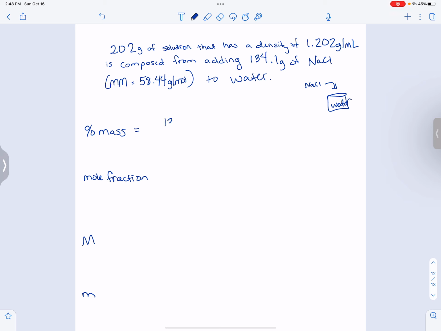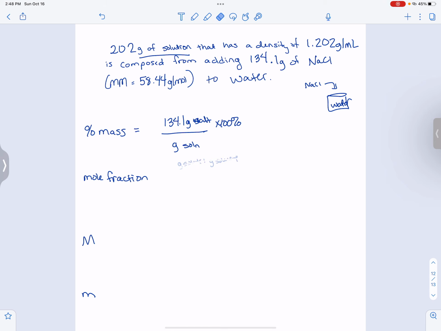So it's 134.1 grams of solute, which is salt. We're going to be multiplying it by 100%. And on the bottom, this is grams of solution. It could be written like that. It could also, remember, be the same thing as grams of solute plus grams of solvent if you don't have the solution amount. In this case, we have the solution.